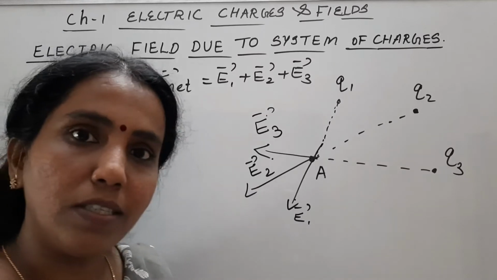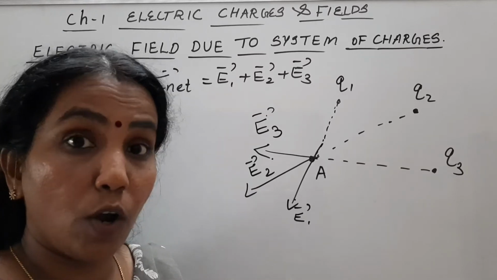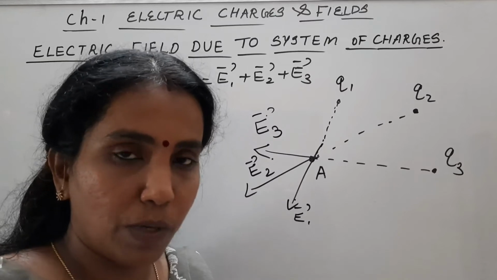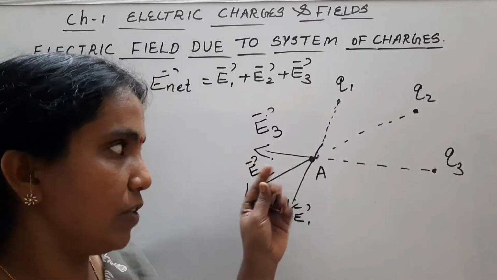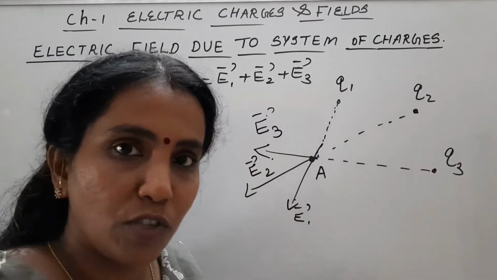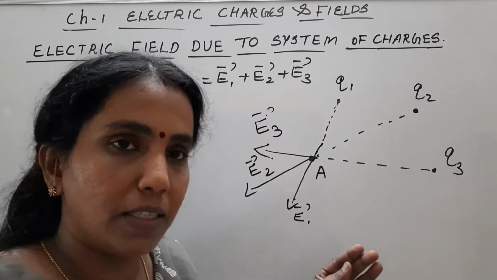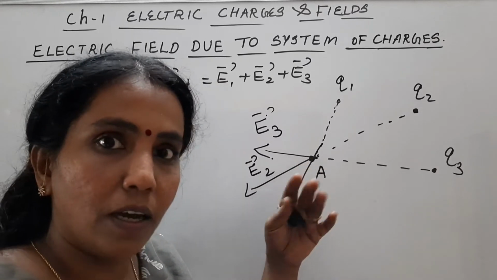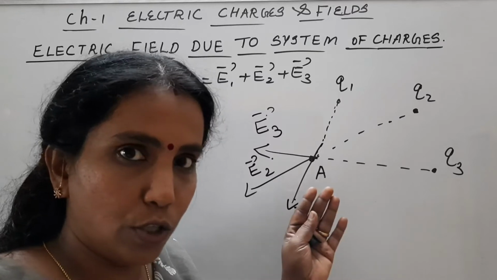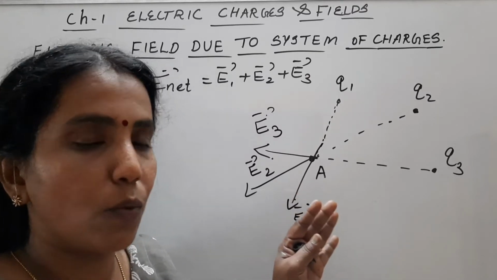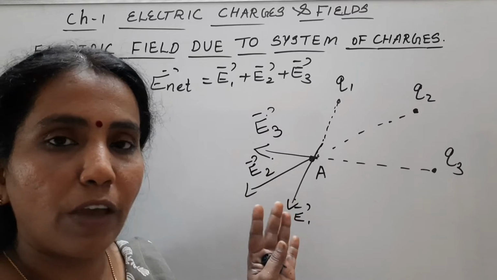So the concept is similar to the superposition principle, or what we are applying here is the superposition principle itself. The net field at a point due to a system of charges will be equal to the vector sum of electric fields due to individual charges. That's what the total electric field is.